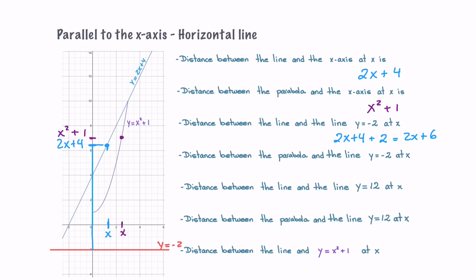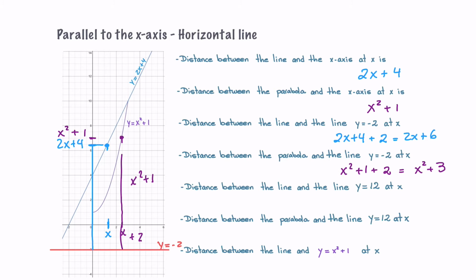Now, the distance between the parabola and the line y equals -2. So suppose this is your x, you're looking for this distance from here to here. Again, same thing. The height of this point, so from here to here, is x squared plus 1. That's the height here. And then you add 2 to go all the way to the line and get that distance. So the distance here is x squared plus 1, and then you have to add 2 more units to get to the line y equals -2, which is just x squared plus 3.